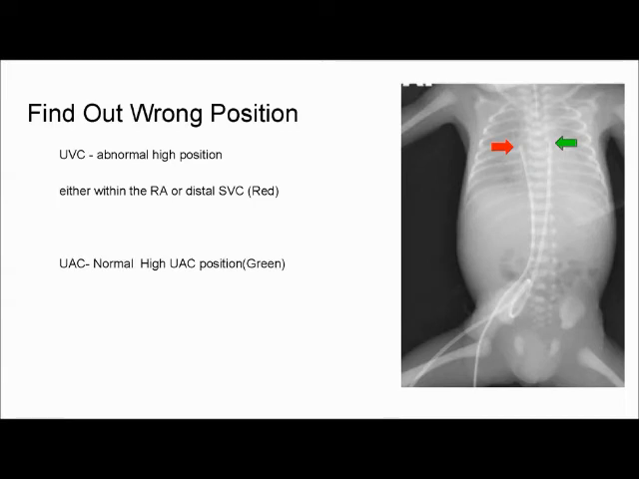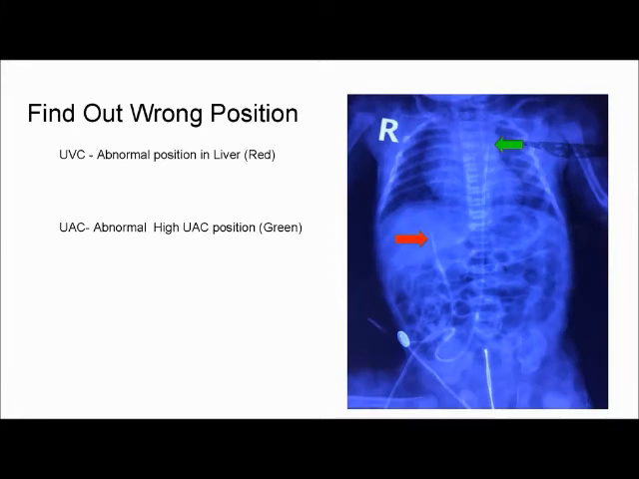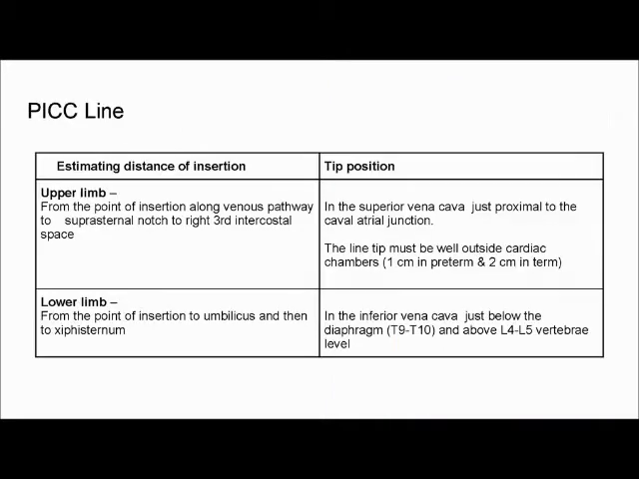So in this figure, in green, the umbilical artery catheter is in normal high position, and in red, the umbilical venous catheter is in abnormal high position, either in the right atrium or distal superior vena cava. And in this figure, the UVC is in abnormal position in the liver in red, and in green, abnormal high umbilical artery catheter position. So let us discuss the PICC line.